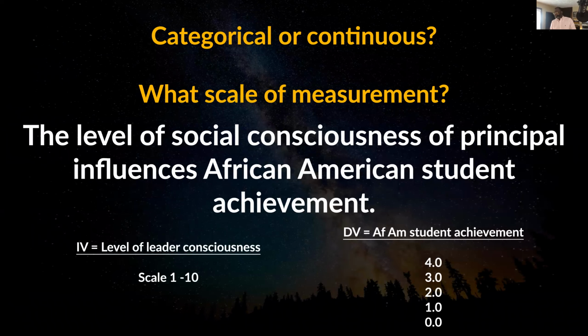Cool. All right. The level of social consciousness of principals influences African American achievement. What is the independent variable? Level of social consciousness. And what is the level of social consciousness or leader consciousness having an impact or perceived impact on? African American achievement. Right.